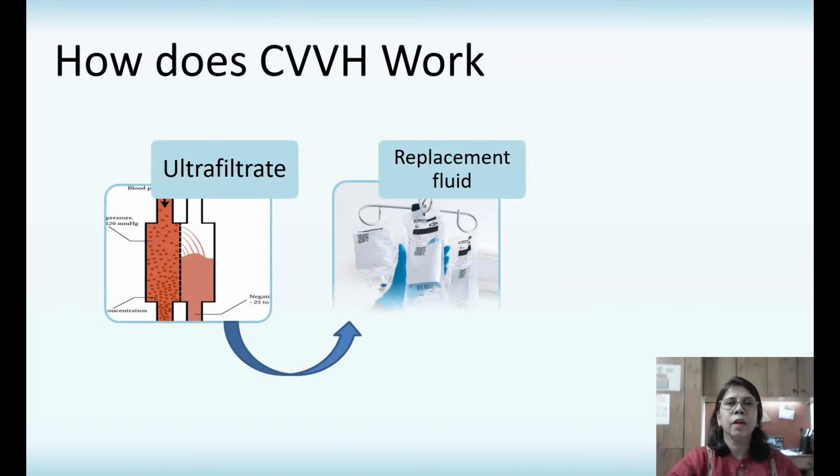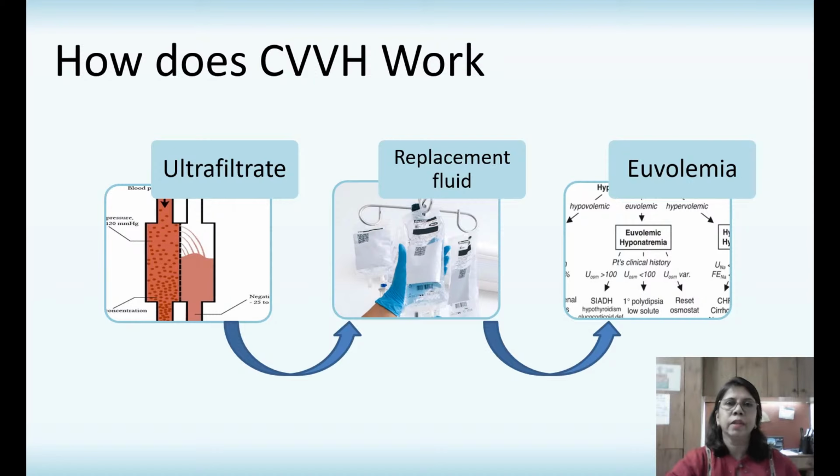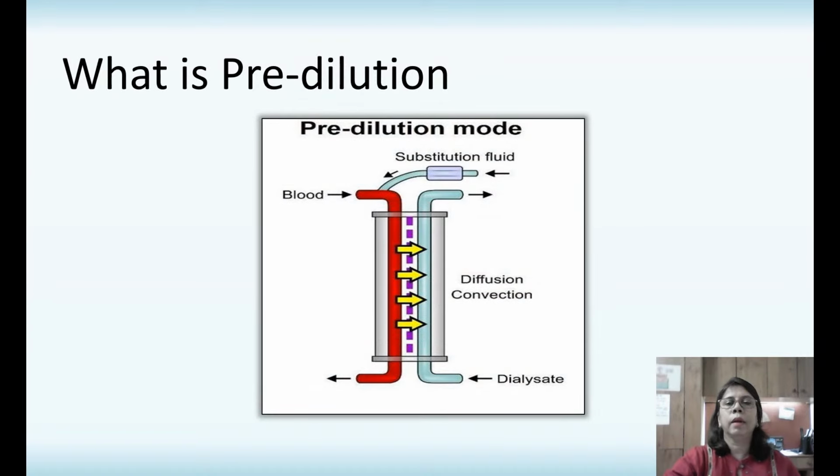Let us understand why replacement fluids are required in such large quantities in CVVH. Well, in CVVH, we usually set very high ultrafiltration rates to remove more fluids from the body of the patient. And therefore, to maintain the euvolemic status of the patient, who may be already hemodynamically unstable, we require very large amounts of replacement fluids. There are two terminologies which are used in conjunction with this replacement fluid.